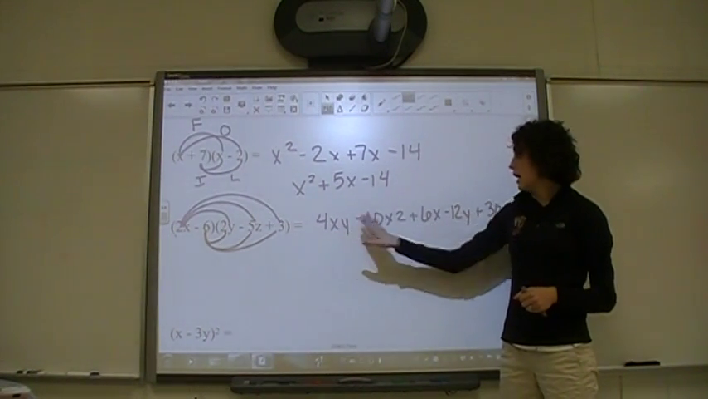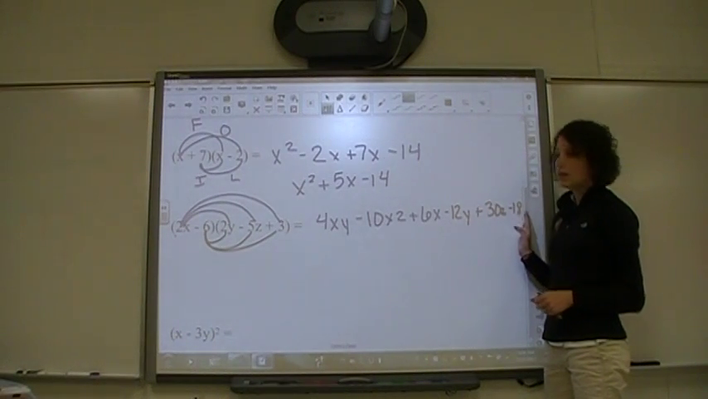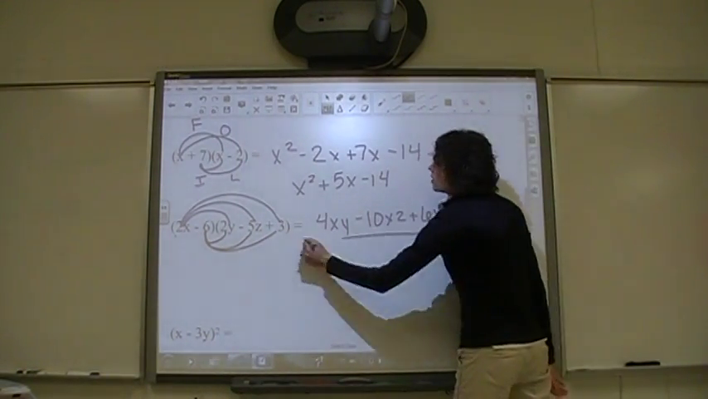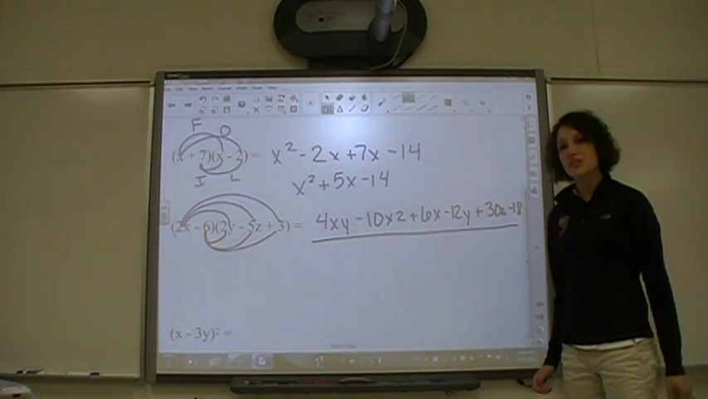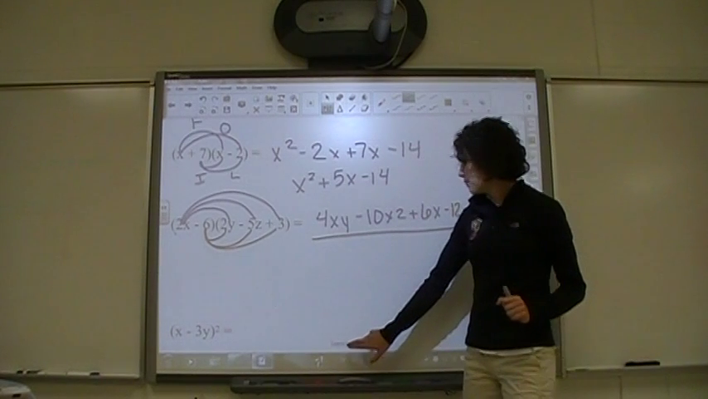We have an xy, an xz, an x, a y, and a z, and then a constant. You cannot combine any of those terms, so this whole big long polynomial right there is going to be your answer. Alright, let's go ahead and move on to this last example.